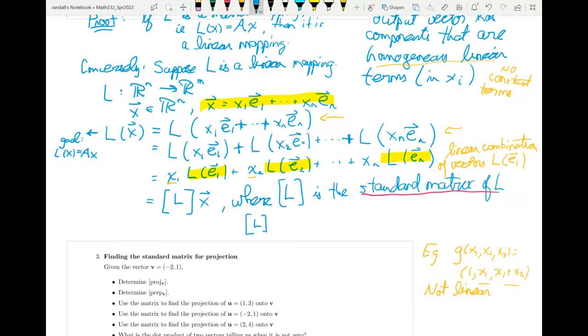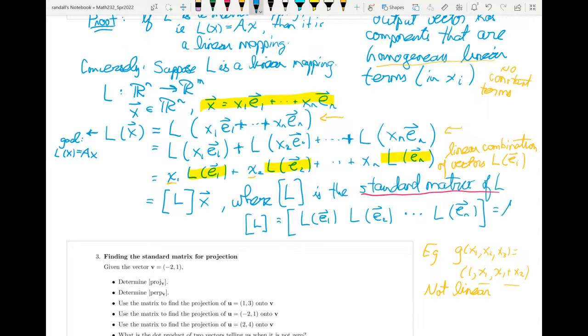So L is the matrix whose columns are the vectors you get when you act on the standard basis with L. The first column would be L acting on E1. The second column would be L acting on E2, and all the way to L acting on En. So it has n columns and m rows.